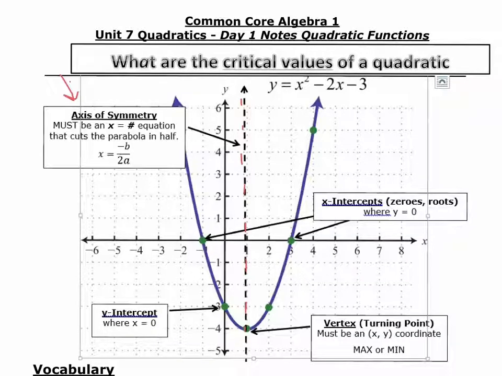Then we have our x-intercepts. Right there and right there. So our x-intercepts are known as zeros or roots, where y equals 0. So in this case, this one would be 3, 0. And this one over here would be negative 1, 0.